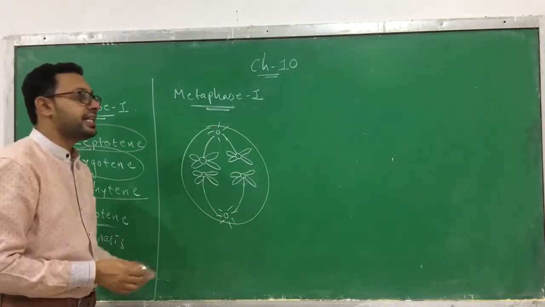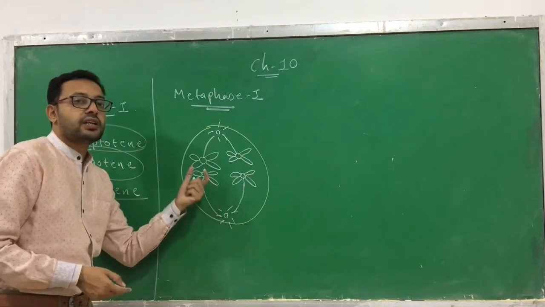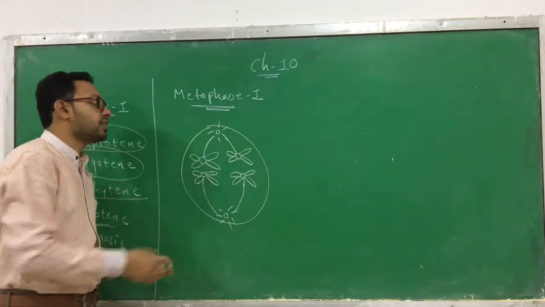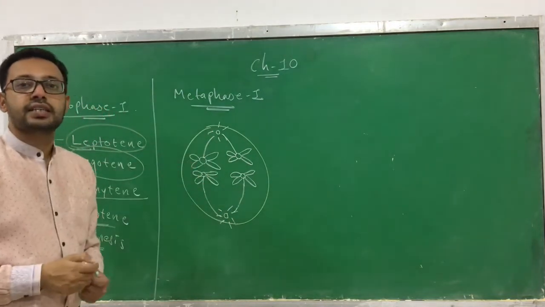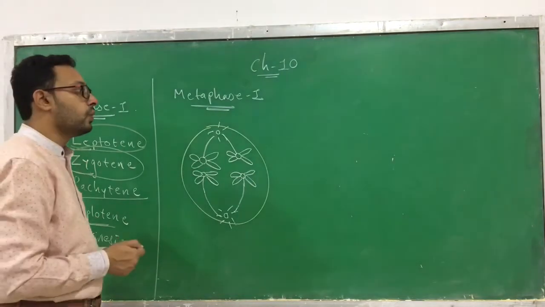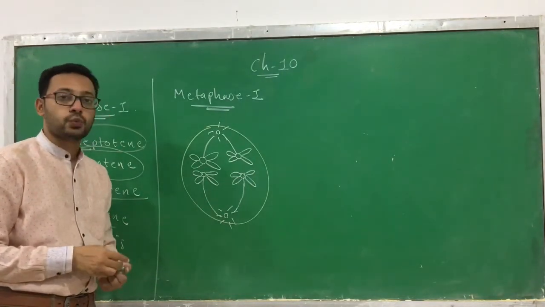We are calling it the equatorial plate. So these are the events that occur during metaphase 1. Okay, so this is about metaphase 1.